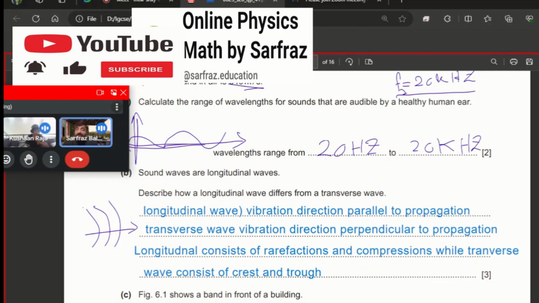The second difference is that longitudinal waves consist of compressions and rarefactions, while what does a transverse wave consist of? Transverse waves have crests and troughs. Very good. Transverse waves have crests and troughs, and longitudinal waves have compressions and rarefactions. So these are the two differences.